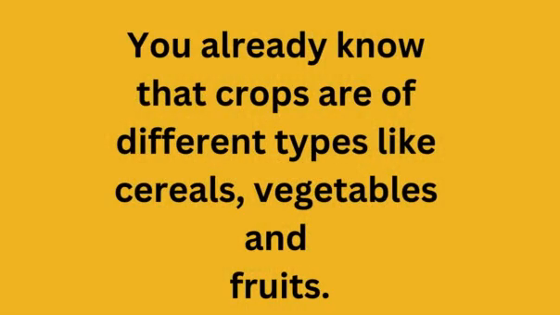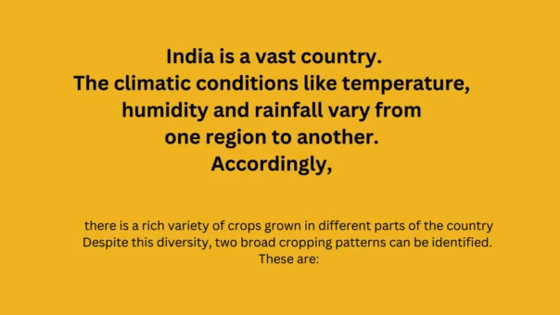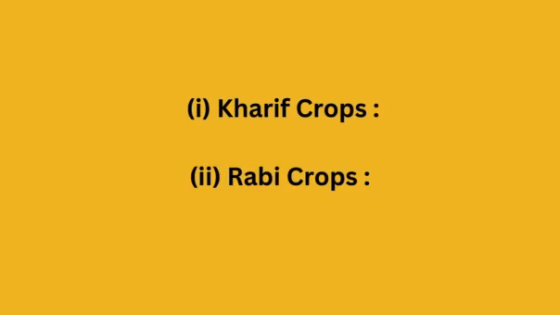India is a vast country. The climatic conditions like temperature, humidity and rainfall vary from one region to another accordingly. There is a rich variety of crops grown in different parts of the country. So, here two cropping patterns can be identified. They are Kharif crops and Rabi crops.